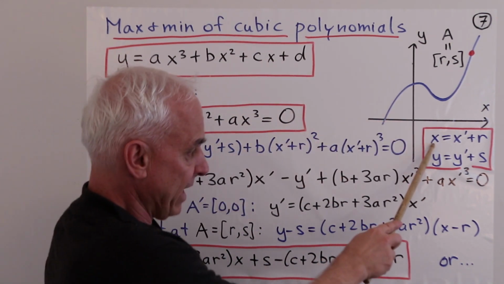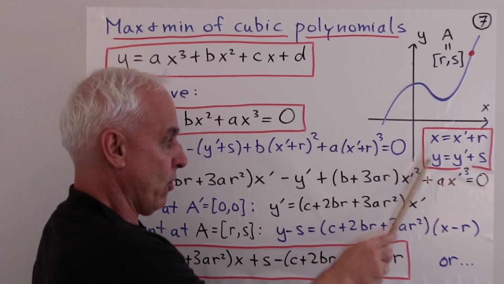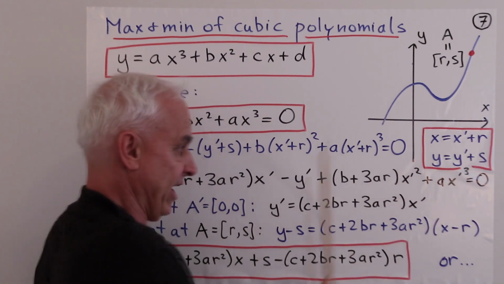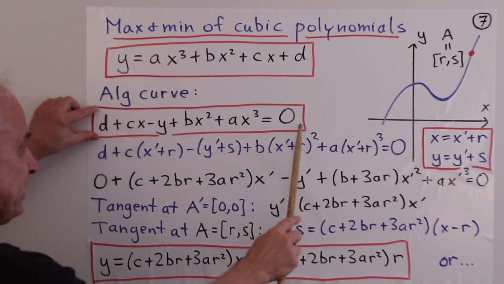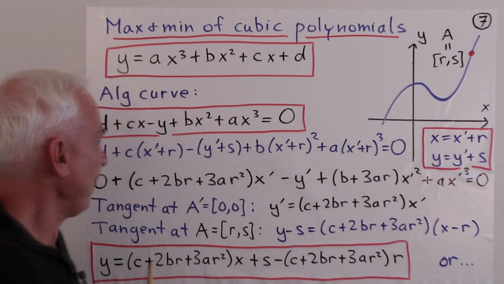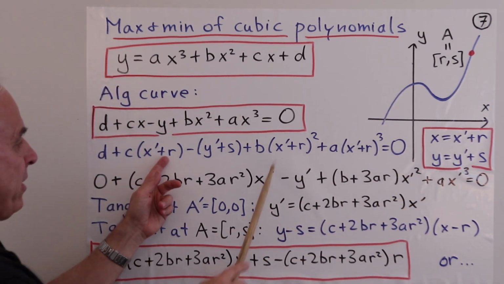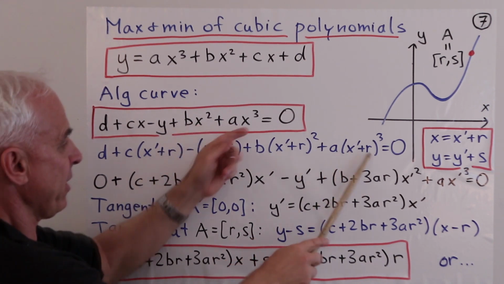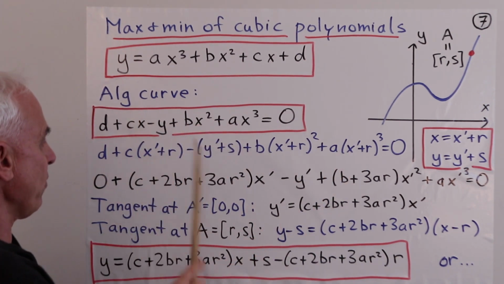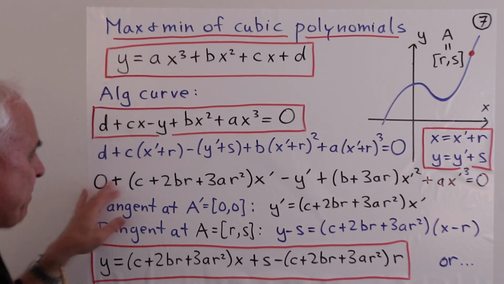So the old variable x will be the new variable x prime plus r, and the old y will be y prime plus s. And then we can take the existing equation and rewrite it in terms of x primes and y primes. So we replace the x with x prime plus r, there, there, and there. And we replace the y with y prime plus s. And then we expand this all out.